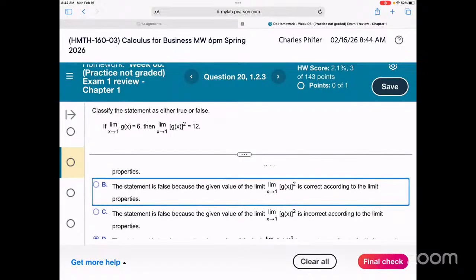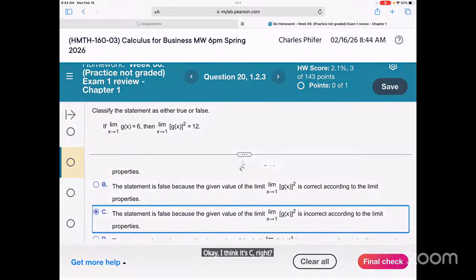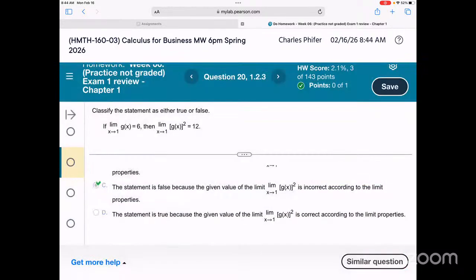What's the difference between these guys? Okay, I think it's C, right? Okay, let's just try another one.